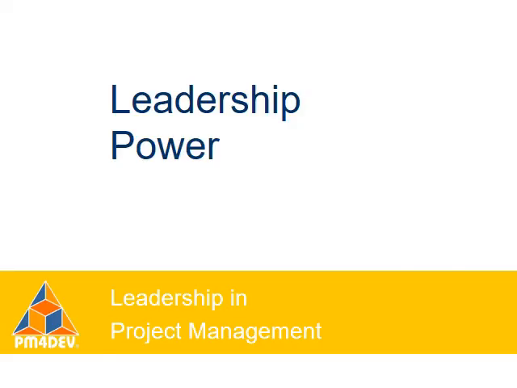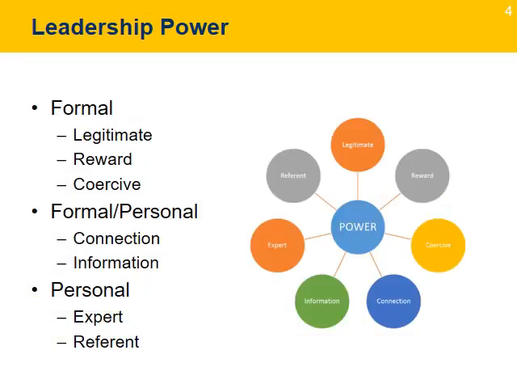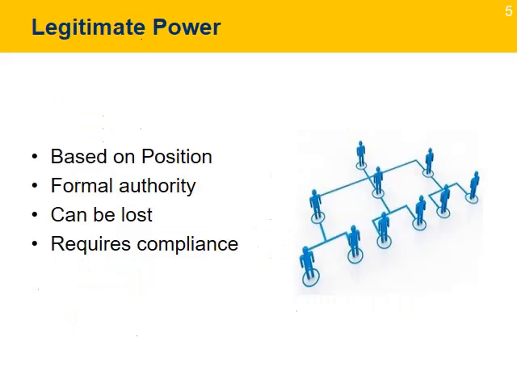Leadership power. There are 7 sources of power. These are based on the taxonomy of power proposed by French and Raven, and it helps us understand the basis of power a leader has available. How the leader uses these powers will depend on his or her success as a leader. The sources are legitimate, reward, coercive, connection, information, expert, and referent.